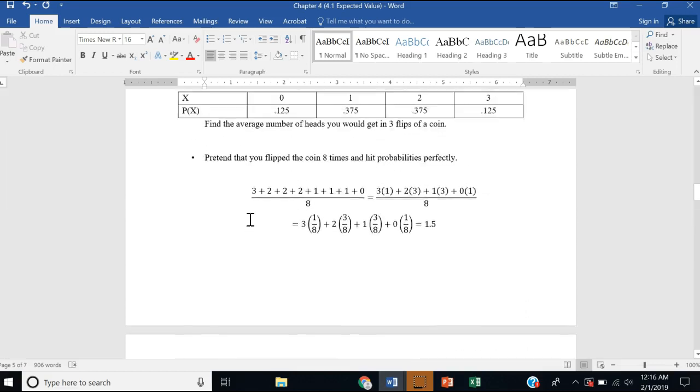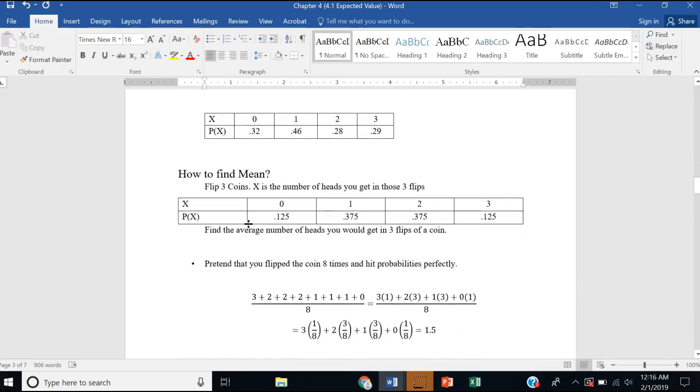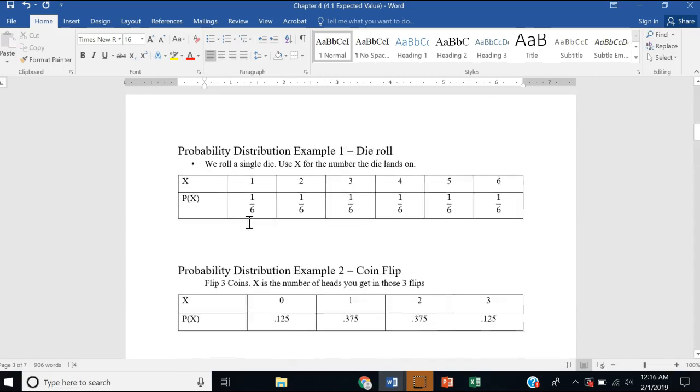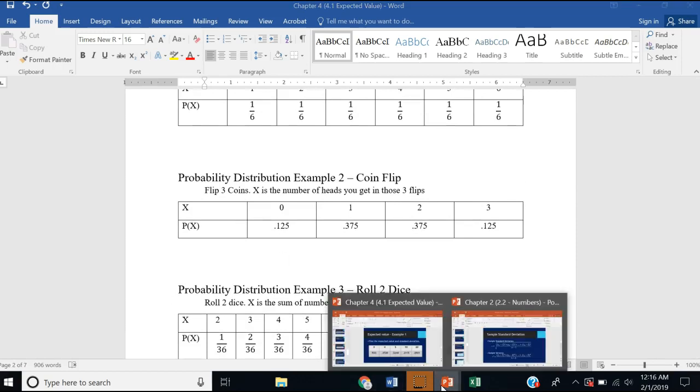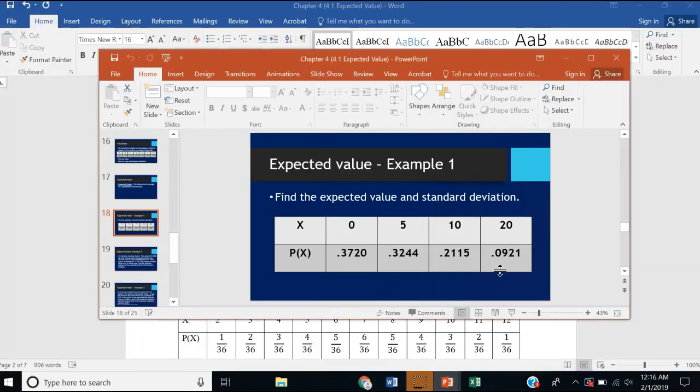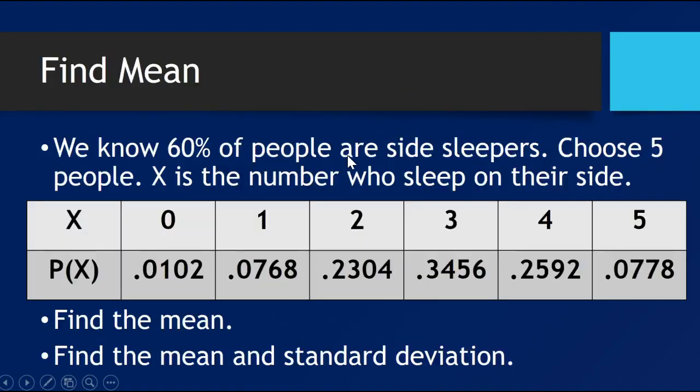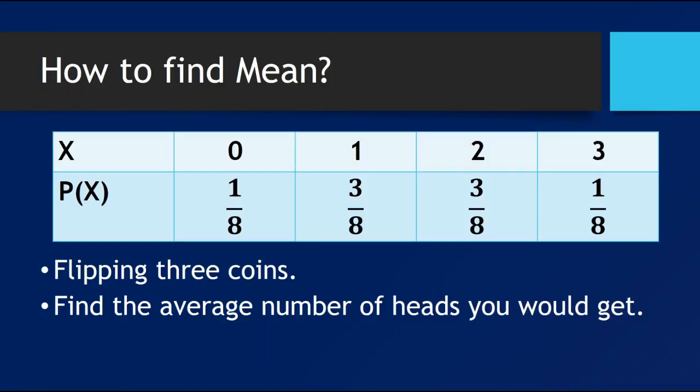I want to emphasize that point using one of our previous examples. One of our previous examples was this coin flip. That coin flip, well, how would I have found the average? I would have taken each of the x's, multiplied those probabilities, and then added them all up. Now, I didn't mention this before, because I just mentioned how do we find the mean. But I want you to notice that the average here came out to 1.5.